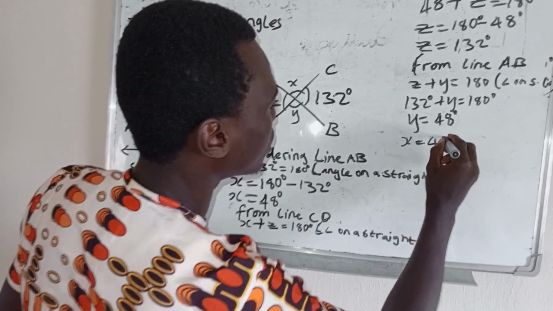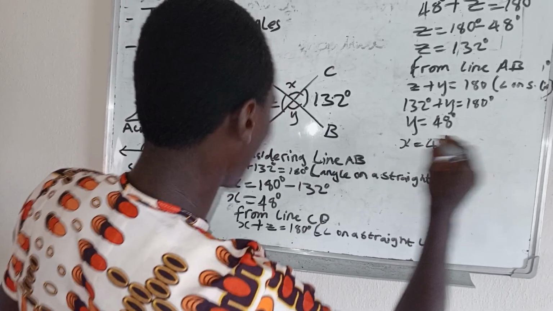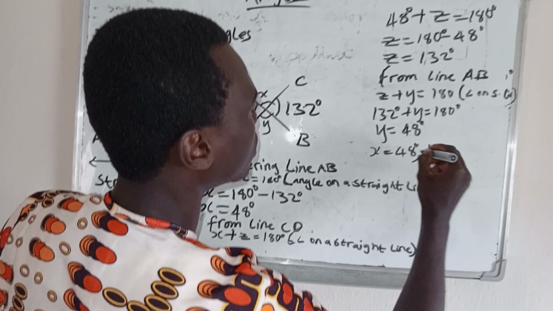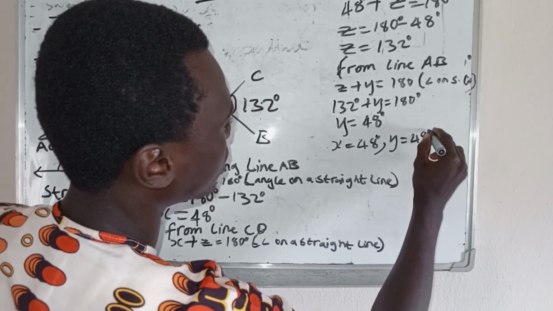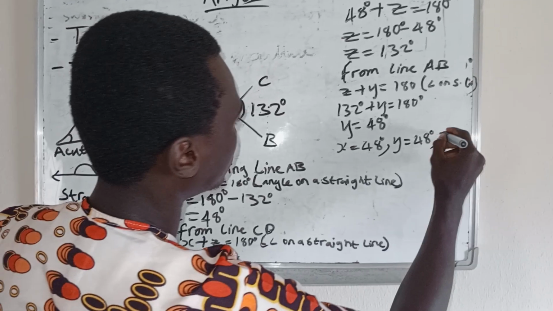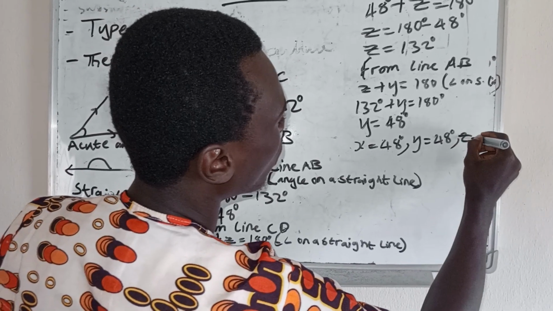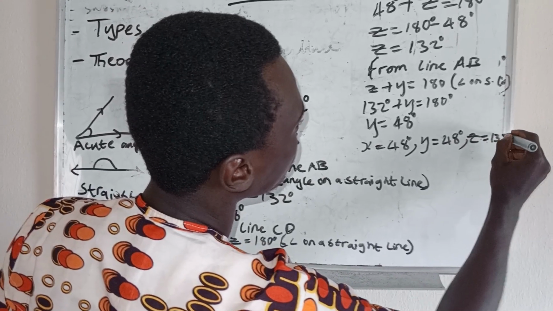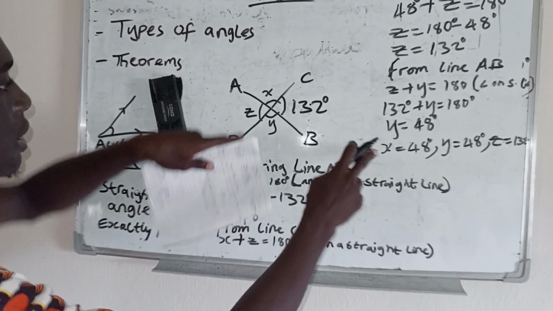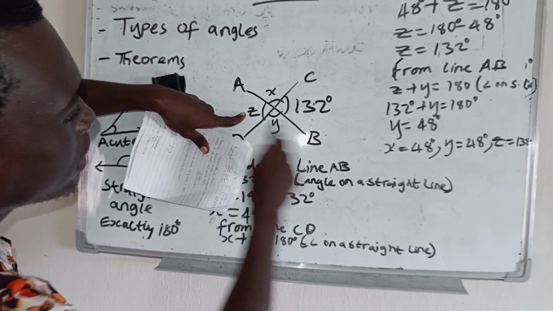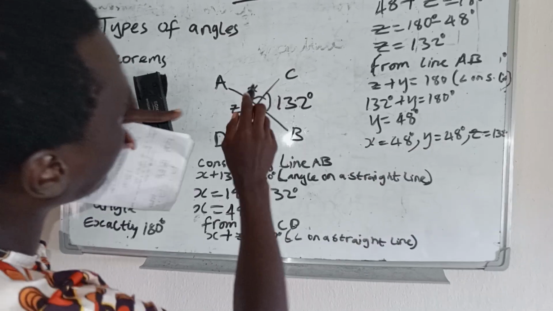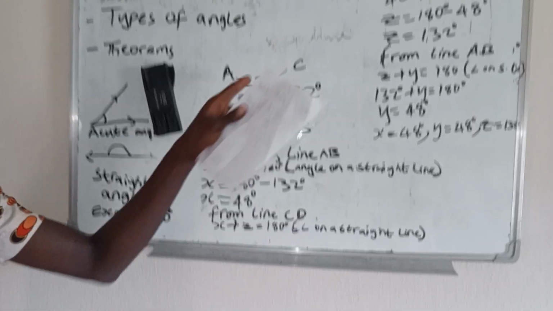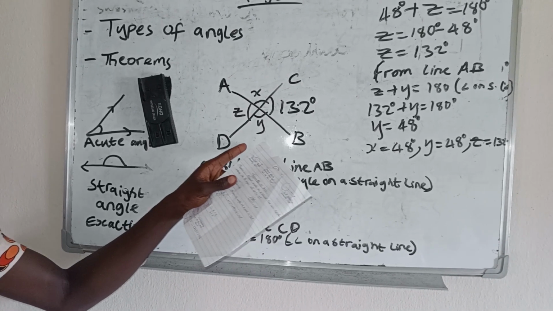So with this now, we can see that our X is equal to 48 degrees, our Y is equal to 48 degrees, and our Z is equal to 132 degrees. So you can see it now, Z is 132 degrees, and X and Y are the same. Now we can see that vertically opposite angles are equal.